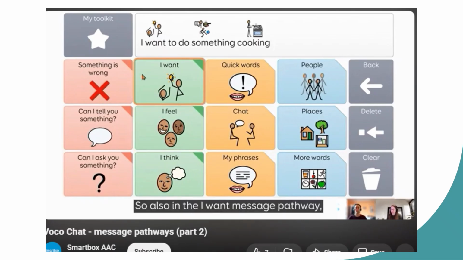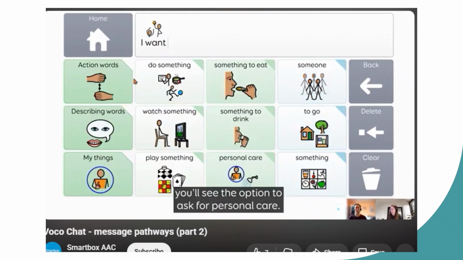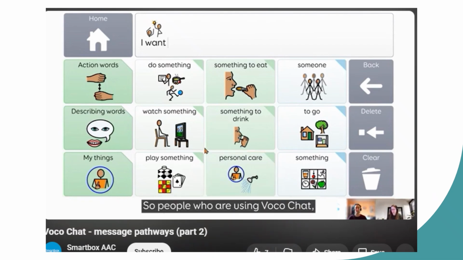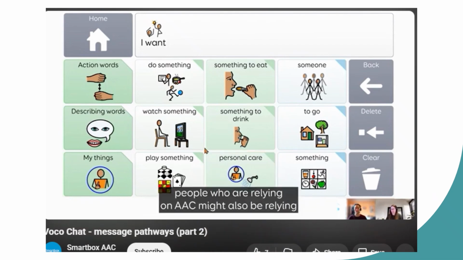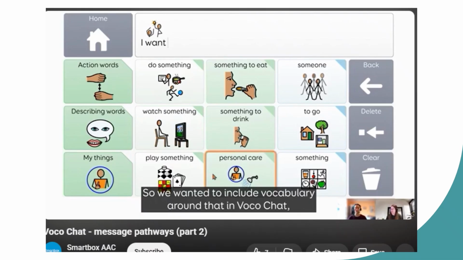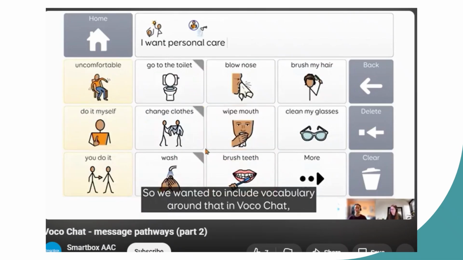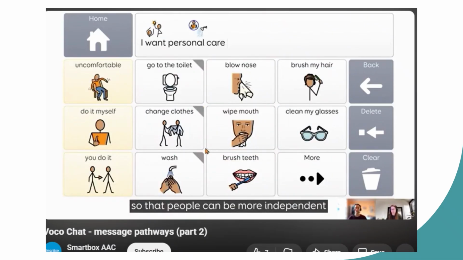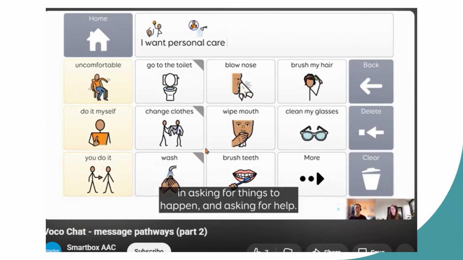Okay, so also in the I want message pathway, you'll see the option to ask for personal care. So people who are using VocoChat, or people who are relying on AAC, might also be relying on someone else to help them with their personal care. So we wanted to include vocabulary around that in VocoChat so that people can be more independent in asking for things to happen and asking for help.